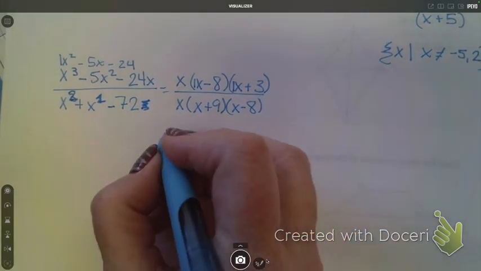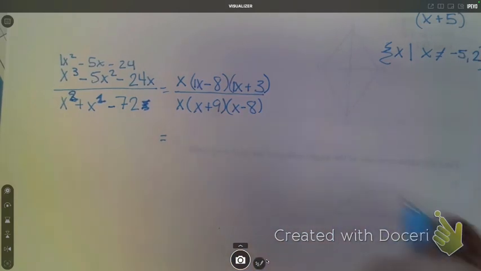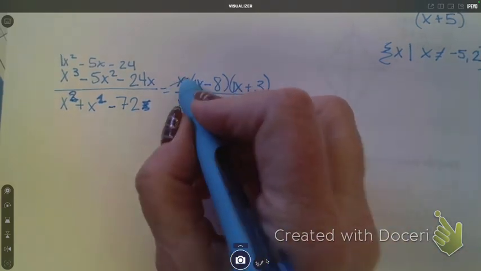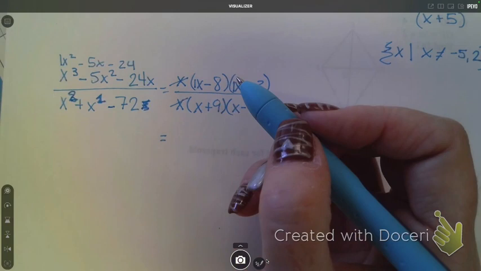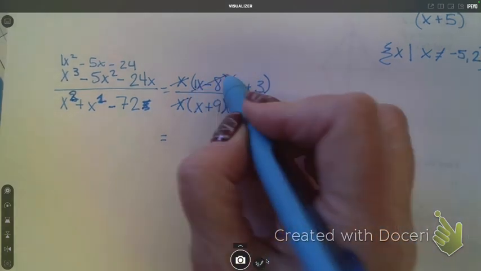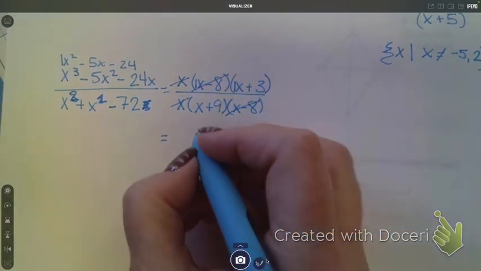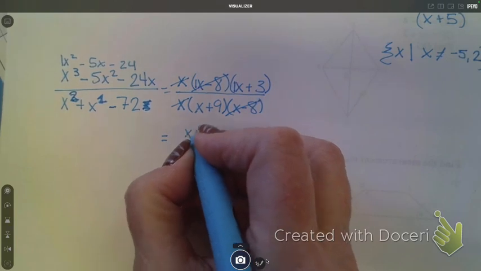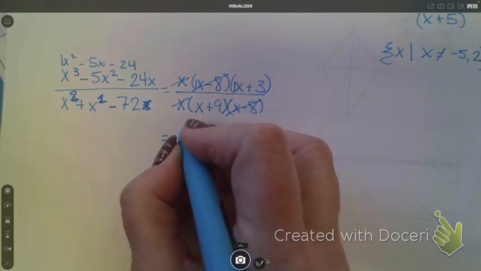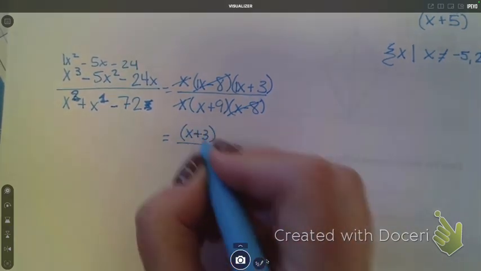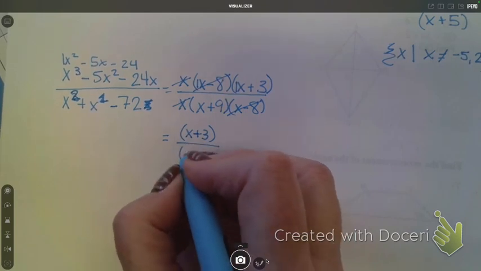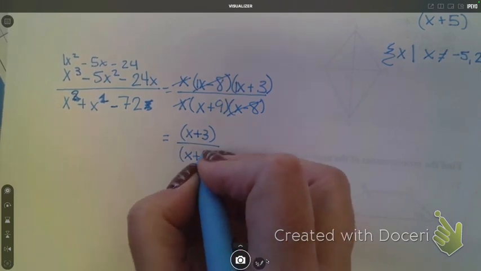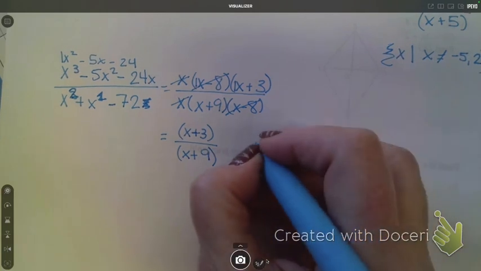So can I reduce anything? The x's and the x minus 8. I hate crossing out x's. It looks weird. So I'm left with x plus 3 over x plus 9. And keep those quantities in parentheses so you don't try to reduce out the x's and the 9 and the 3, right? And what is my domain?